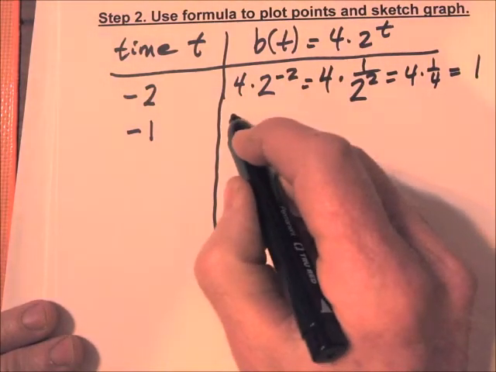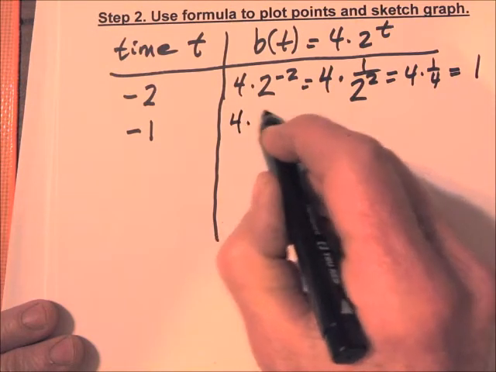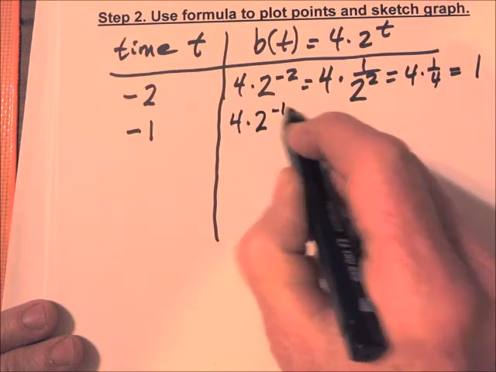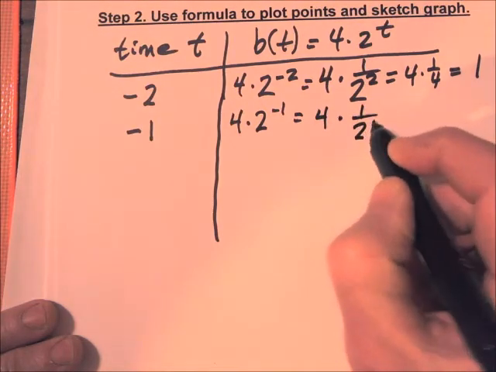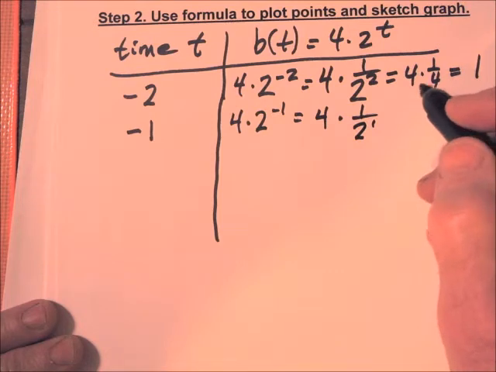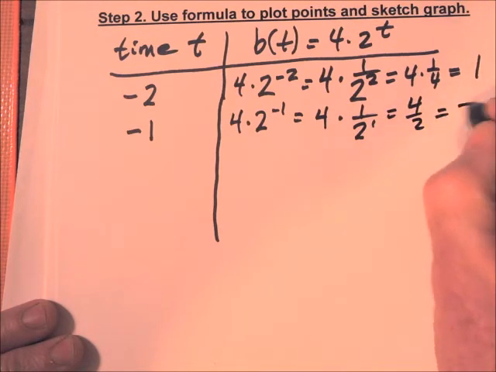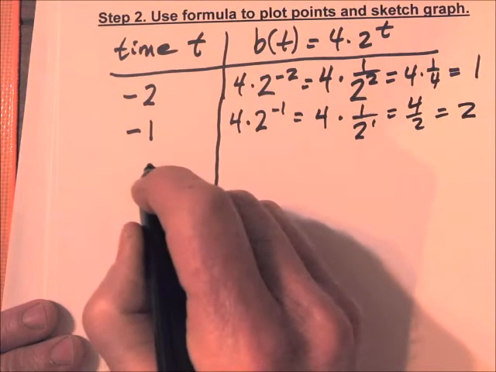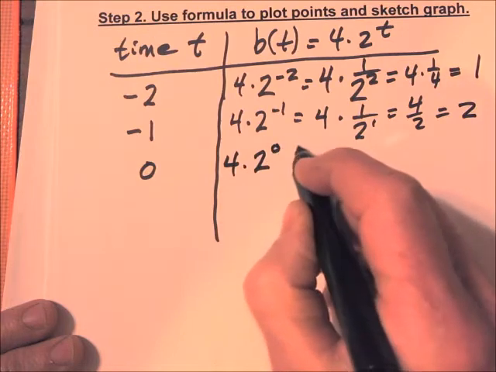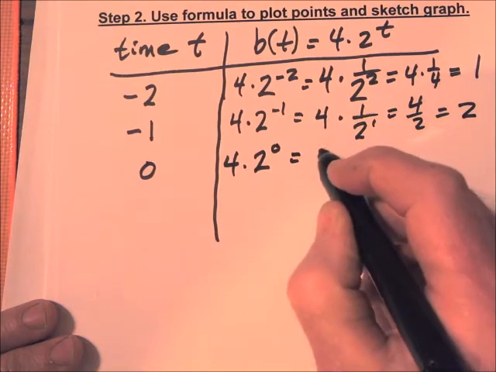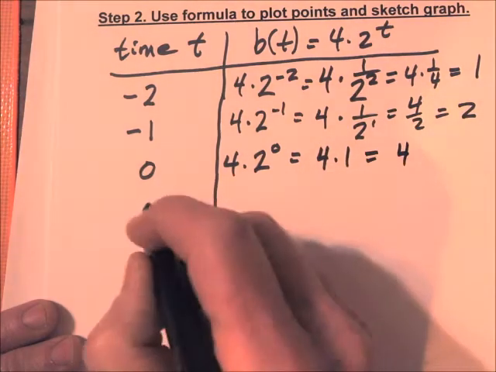If we go back 1 hour, t is -1. The number of bacteria is 4 times 2 to the -1 power. Again, we can use the rules for negative exponents to write this as a fraction: 4 times 1 over 2 to the first power. So this is 4 over 2, which is equal to 2 bacteria. At time 0, 4 times 2 to the 0 power. Any number to the 0 power is 1, so it's 4 times 1, which would be 4 bacteria.